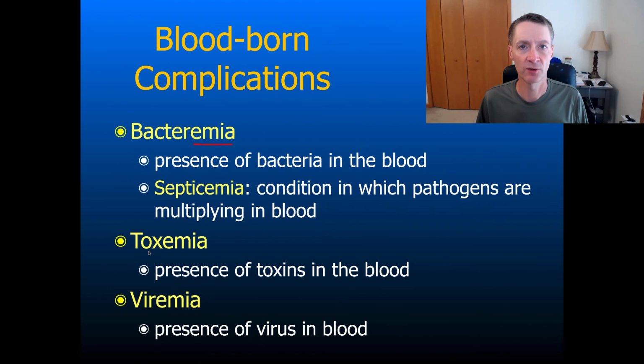Toxemia, toxins get into the blood. Viremia, virus is in the blood. Now keep in mind, anything in the blood that is deemed as foreign by the human immune system may be responded to in much the same way. You might have a lot of inflammation, right? You could go into anaphylaxis perhaps, right? You could actually have this widespread immune response and you're in trouble from any one of these.